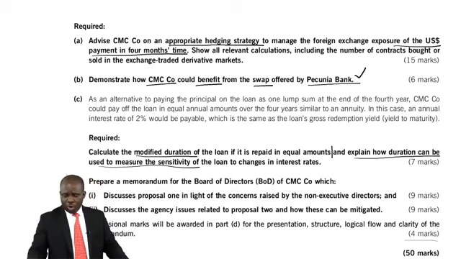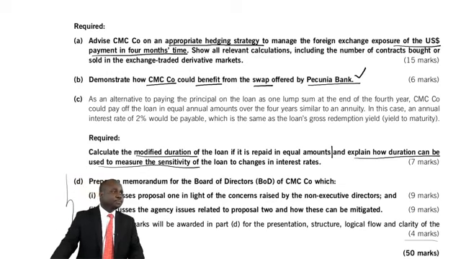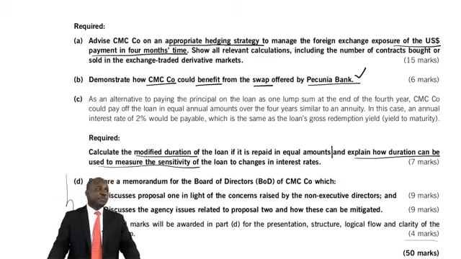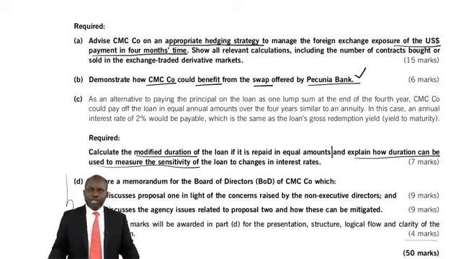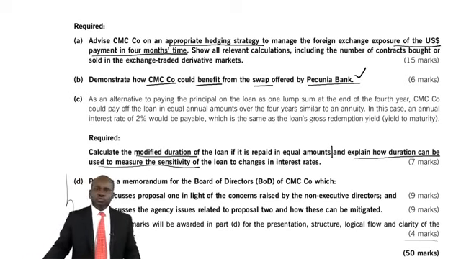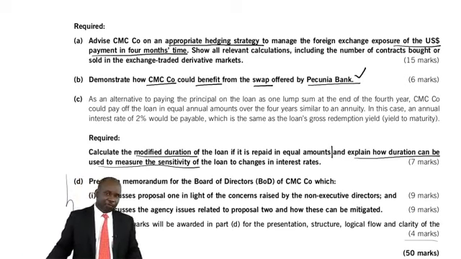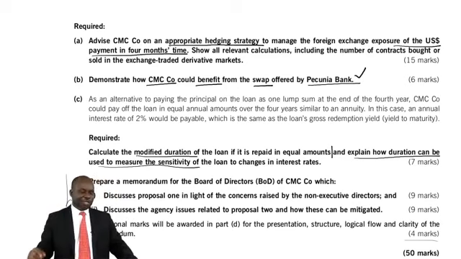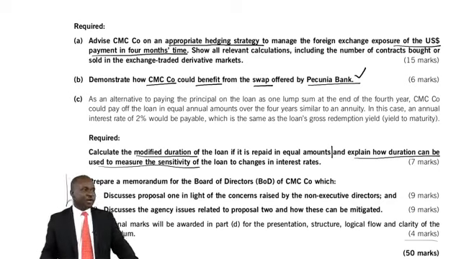Okay, what is duration? If you remember from chapter number 2, we made mention that duration is the weighted average number of years the cash flows from an investment will be able to recover the investment, the weighted average number of years the present value of the cash flows from an investment will be able to recover the investment.